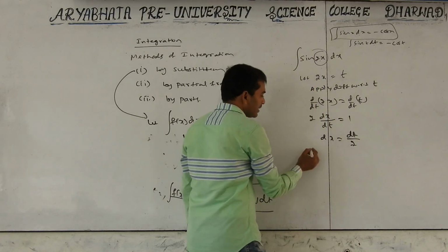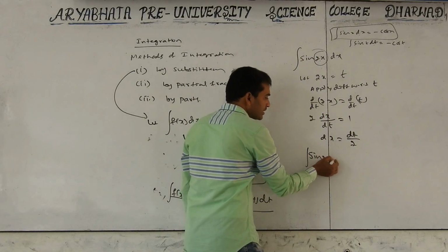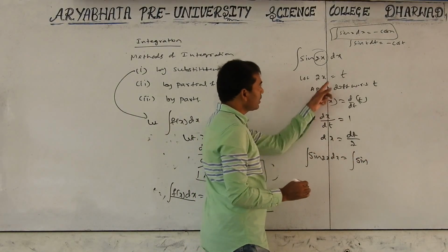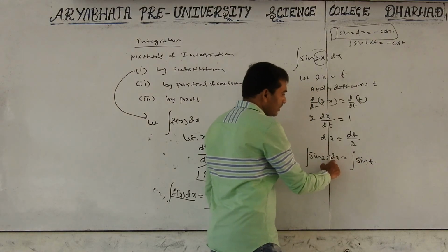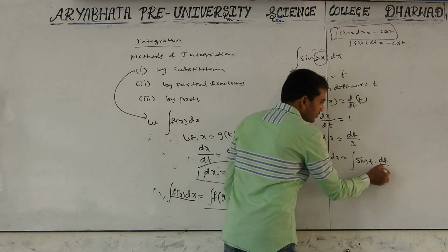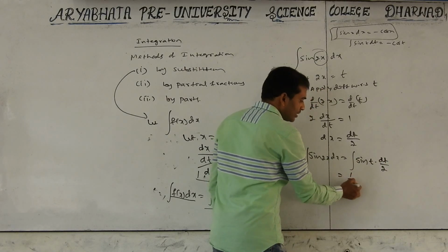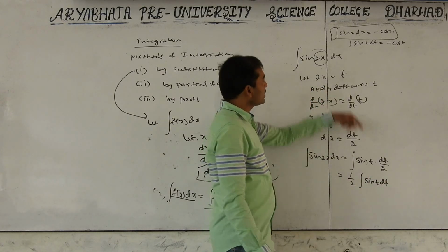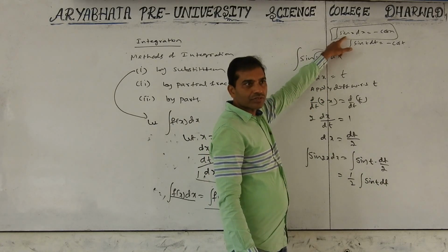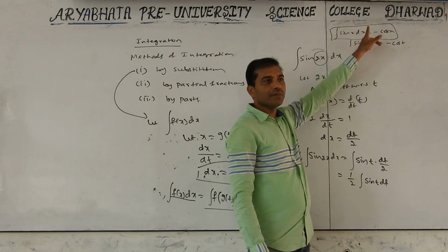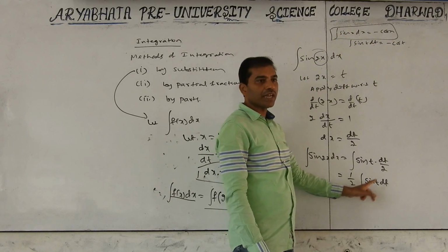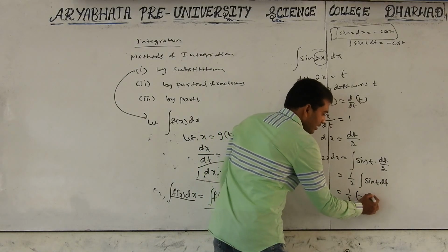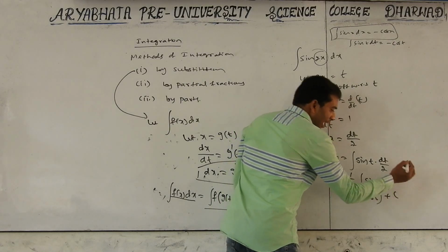Substitute there. Integration of sin 2x dx, with 2x equal to t and dx equal to dt by 2. What is the constant in this? 1 by 2, integration of sin t dt. Is it in the form of a standard formula? Yes. Sin x dx integration is minus cos x. Like that, integration of sin t dt equals minus cos t. So 1 by 2 minus cos t. Integration is over. Add c.